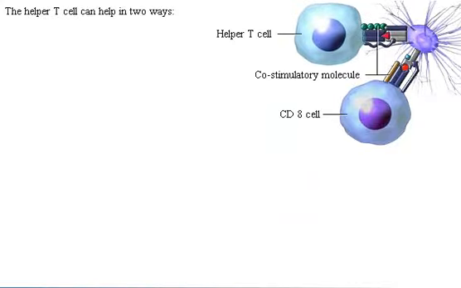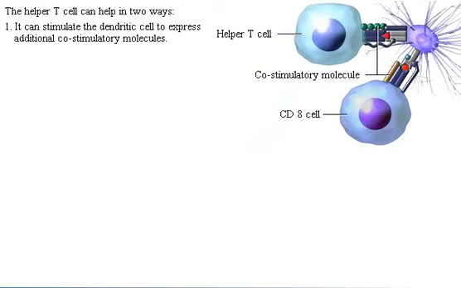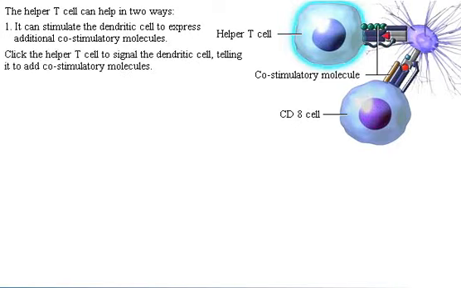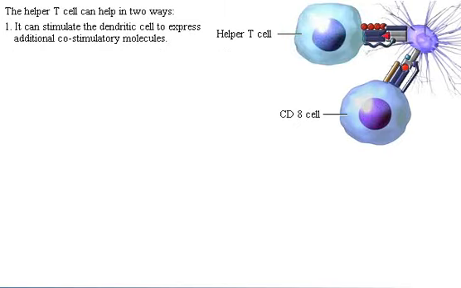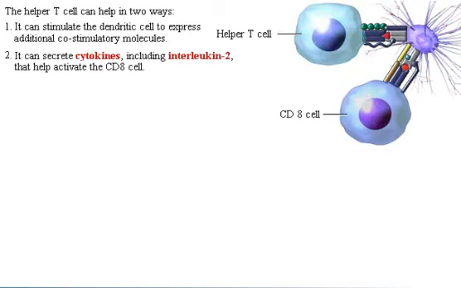The helper T cell can help in two ways. First, it can stimulate the dendritic cell to express additional co-stimulatory molecules. Click the helper T cell to signal the dendritic cell, telling it to add co-stimulatory molecules. Second, the helper T cell can secrete cytokines, including interleukin-2, that help activate the CD8 cell. Click the helper T cell to release interleukin-2.